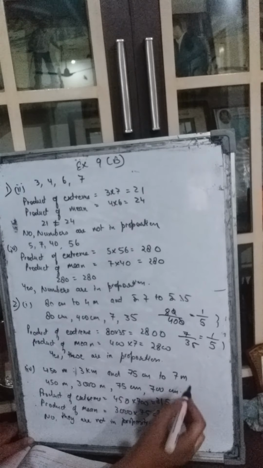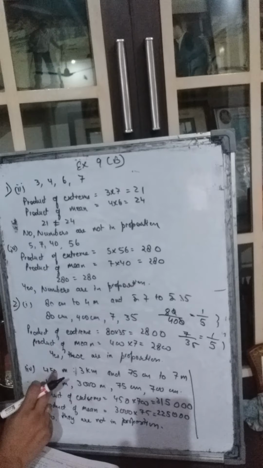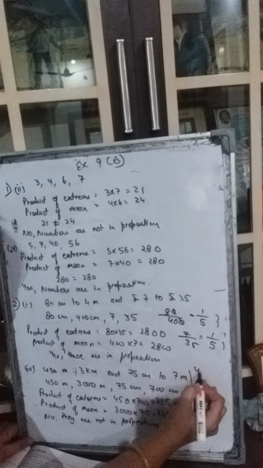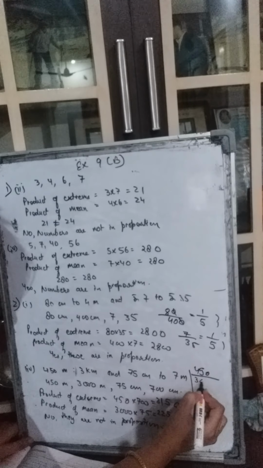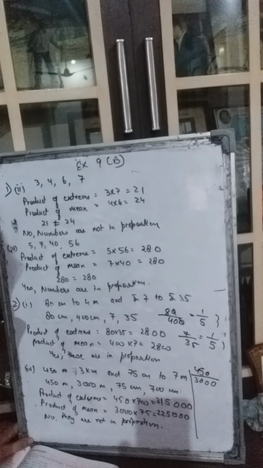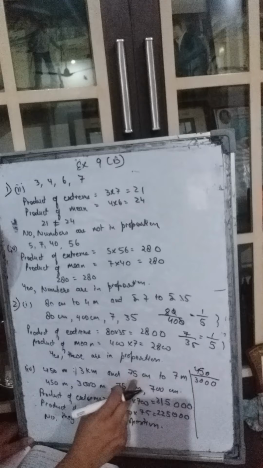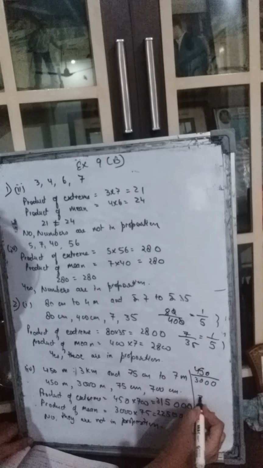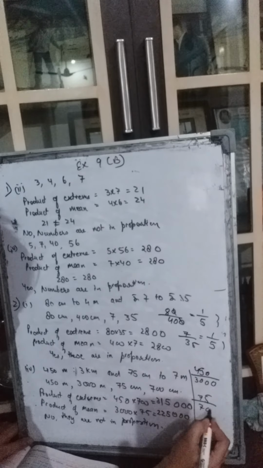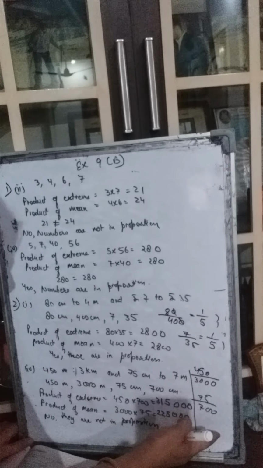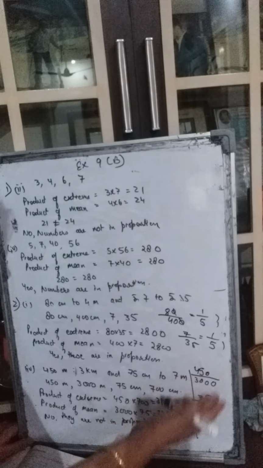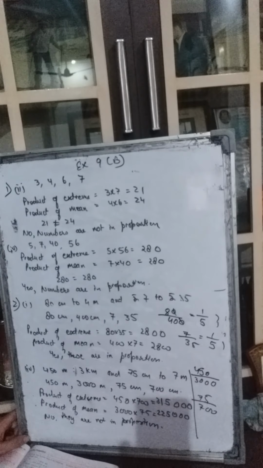And what is the other way of doing it? Find out first the ratio A to B. So it is 450 upon 3000. Find out this ratio. And the next ratio is 75 upon 700. Find out this ratio. If these ratios are coming equal, yes, they are in proportion. If they are not equal, they are not in proportion.